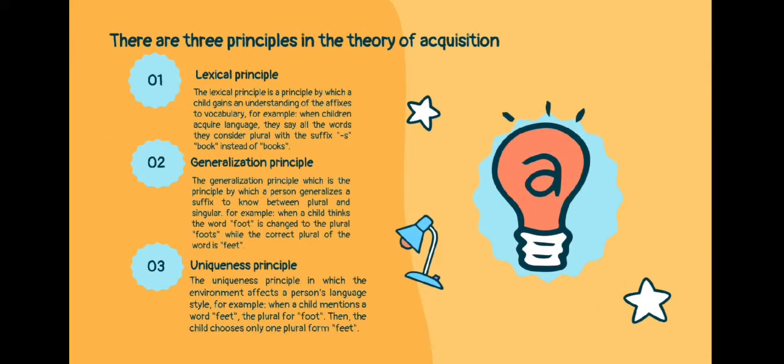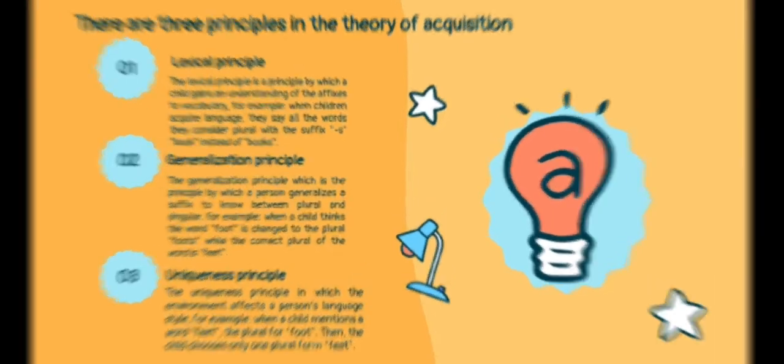Next, there are three principles in the theory of acquisition. First is the Lexical Principle. The Lexical Principle is a principle by which a child gains an understanding of the affixes to vocabulary. Second, the Generalization Principle, which is the principle by which a person generalizes a suffix to know between plural and singular. And three, the Uniqueness Principle, in which the environment affects a person's language style.